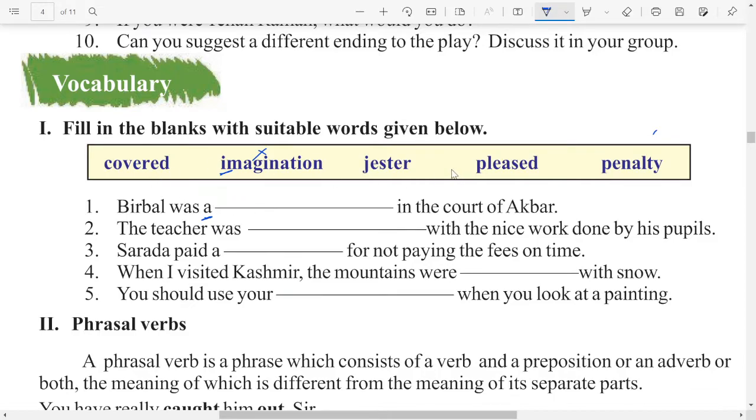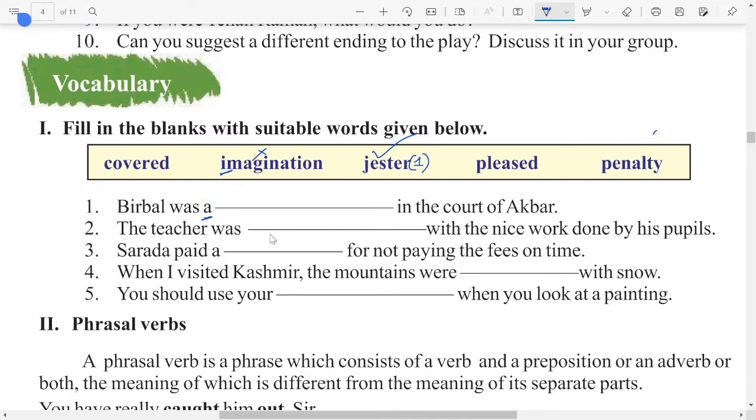What are they? Covered, jester, pleased, penalty. So Birbal was a dash in the court of Akbar. So we are speaking about a person who was a joker or a jester. So here you will get the first option of this fill in the blanks. So first one is this one, jester. He was a joker.